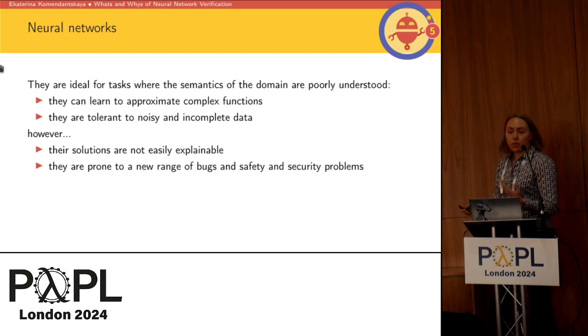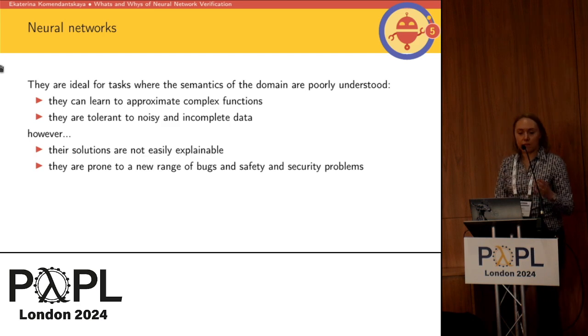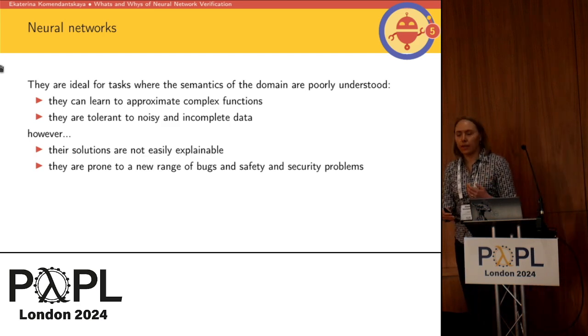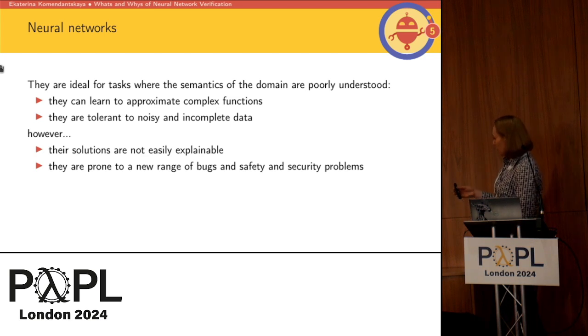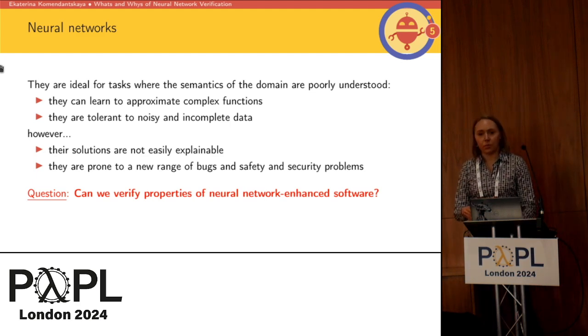However, their solutions are, of course, not easily explainable, and they're prone to a range of bugs and safety and security problems. For example, you can easily fool a neural network by disturbing one pixel in an image or something like that, which can be a safety and security threat. So the first question one would be honestly asking oneself when you start a project of this kind is, can we verify properties of neural network enhanced software?